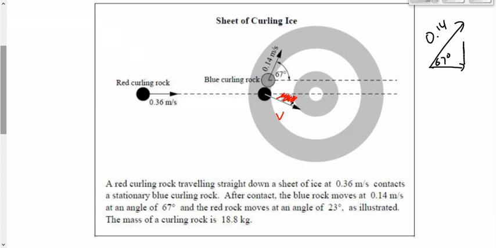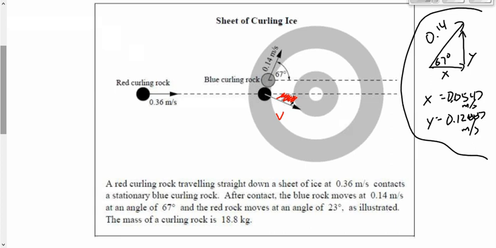67 degrees. This is x, this is y. The x component can be found by the cosine function. When we do that, it comes out to be 0.0547 meters per second. And the y component is found by the sine function. It gives me 0.12887 meters per second. And then we're going to box that off, because that's what we do.